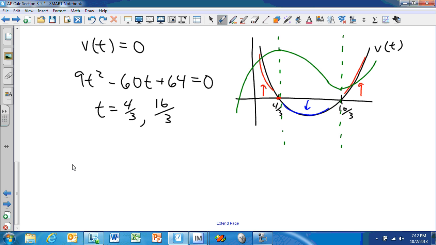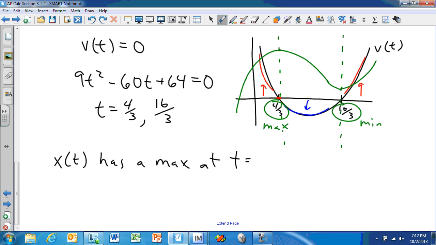So I have a maximum right here at 4/3. That's my max. And I have a minimum right here at 16/3. So to answer their question, x of t has a max at t equals 4/3. And if you were to sketch the original displacement function, you would see that that's the case.